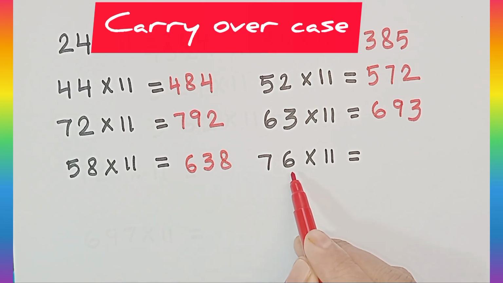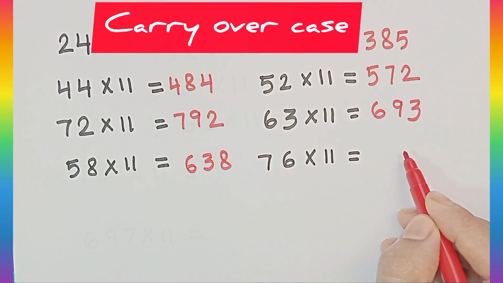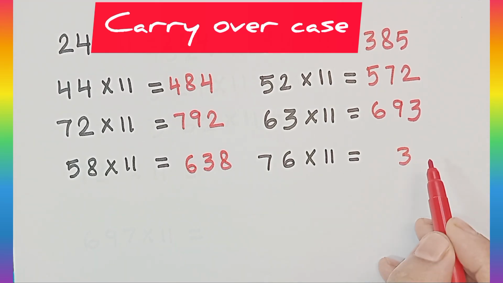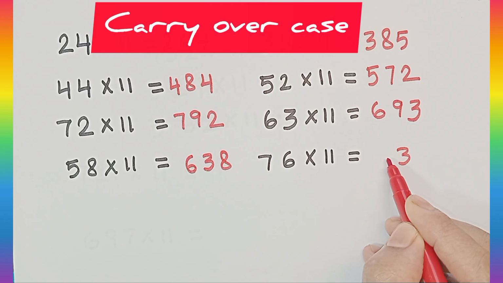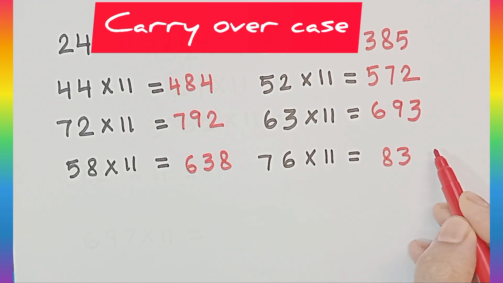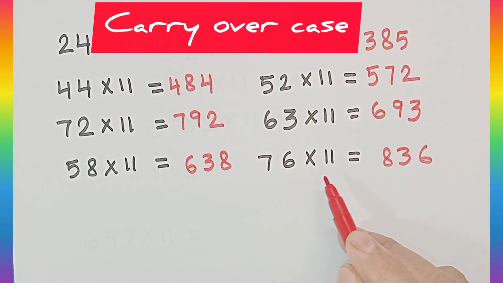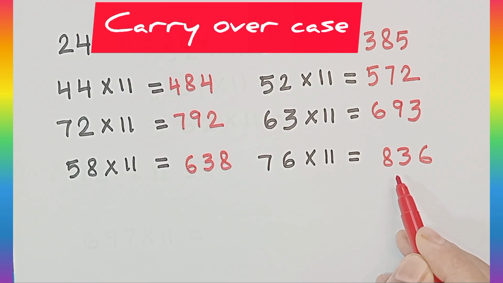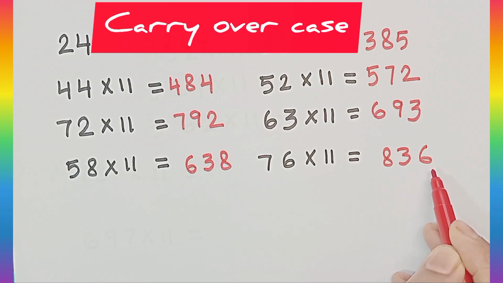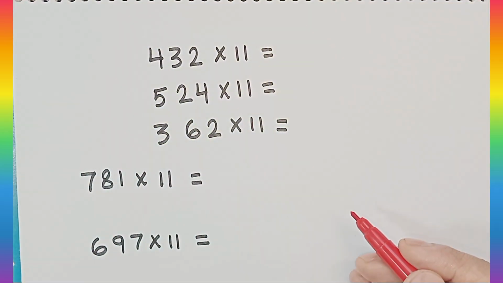638. 76 into 11. Add 7 and 6, it will be 13. Add 3 in the middle and carry 1 to 7, it will be 8. And keep 6 at the last. 76 into 11 is equal to 836. Isn't that smart? We just did it mentally. Ready for a bigger number?